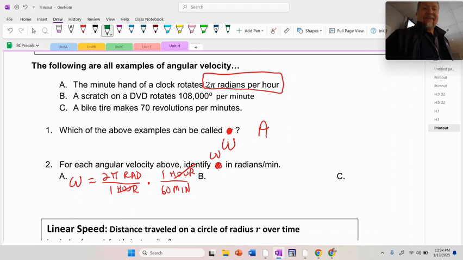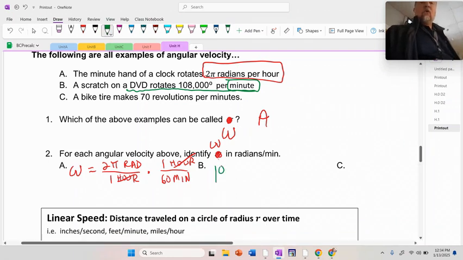I don't get it. All right, a DVD, whatever that is, rotates at 108,000 degrees. Whoa. And it is per minute. Do I have to do any changes according to these directions in minutes? No, but I do have to change the degrees. So, whoa.